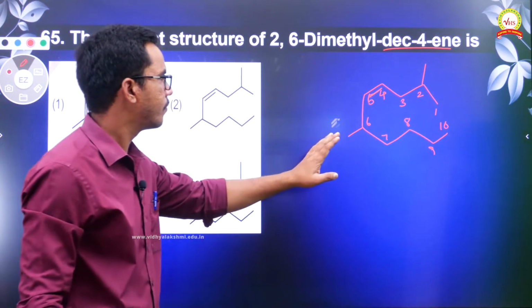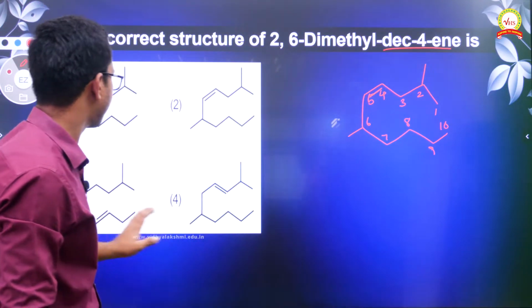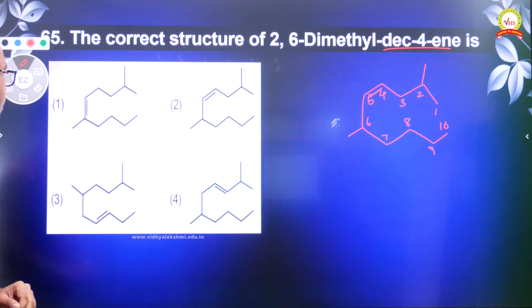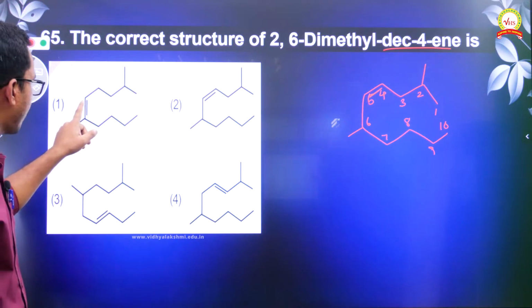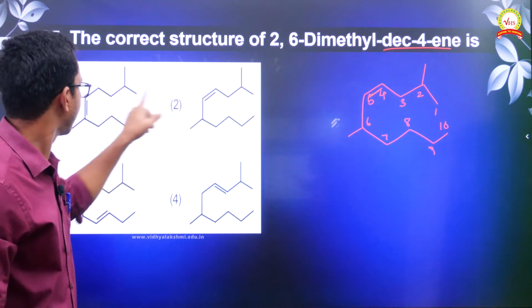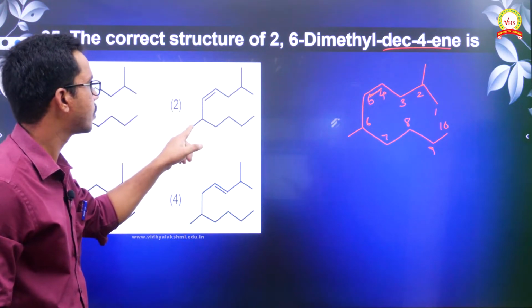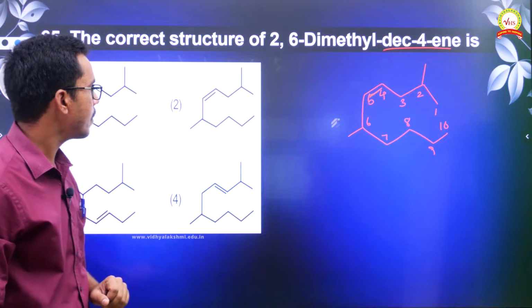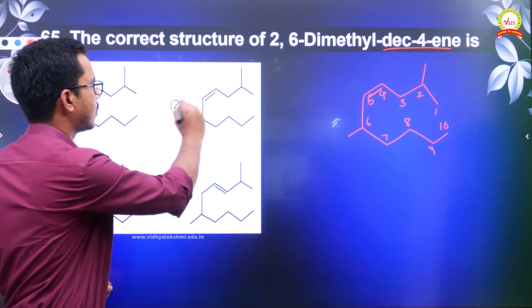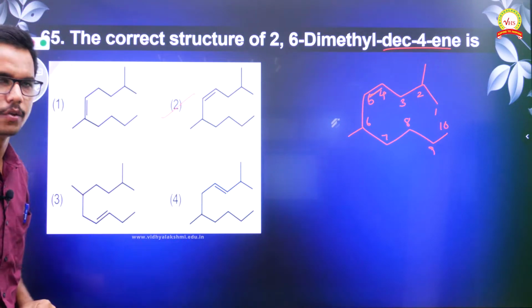Now let us see, this structure is similar to which of the following structures right here? The double bond is there between 4 and 5. Here it is not there; at 5 and 6 it is there, but here it is there. At the 2,6 positions we have methyl groups. That's what, the answer is 2. The answer is what? 2.